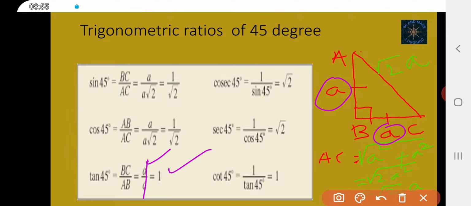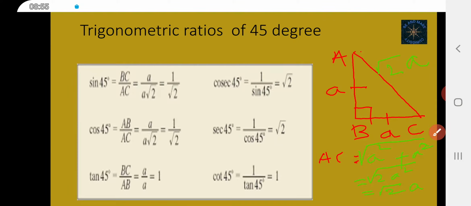Okay, and you know that cot 45 degree is reciprocal of tan 45 degree. So here reciprocal of 1 is 1. So cot 45 degree is equal to 1.